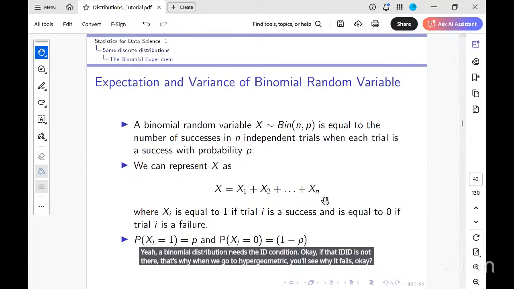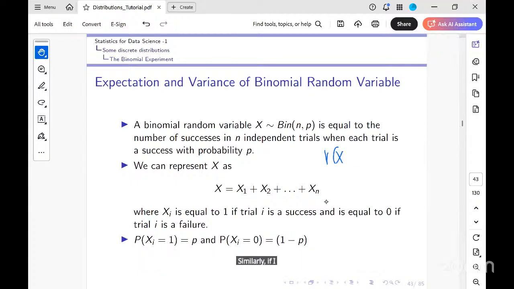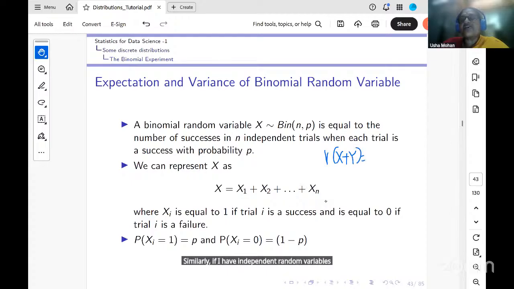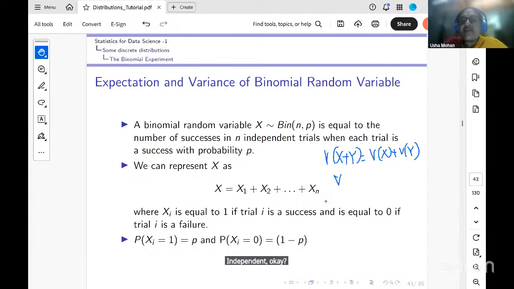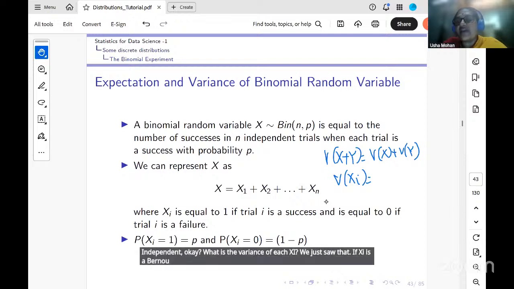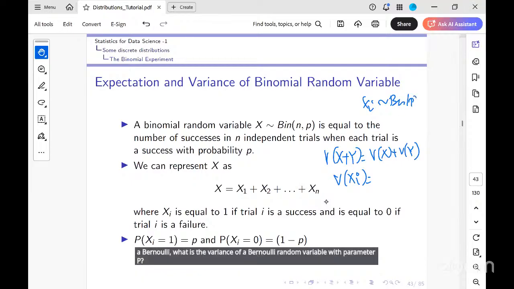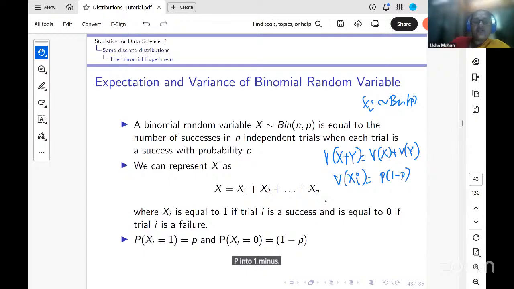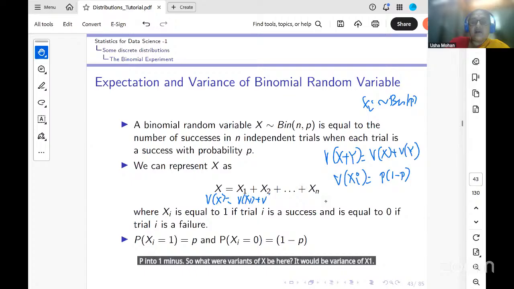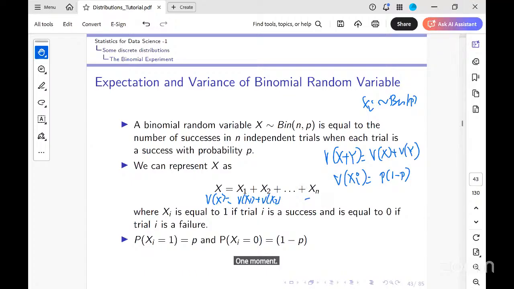Similarly, if I have independent random variables, variance of x plus y is variance of x plus variance of y. What is the variance of each xi? We just saw that. If xi is a Bernoulli, what is the variance of a Bernoulli random variable with parameter p? p into 1 minus p. So what would variance of x be here? It would be variance of x1 plus variance of x2 plus variance of xn.